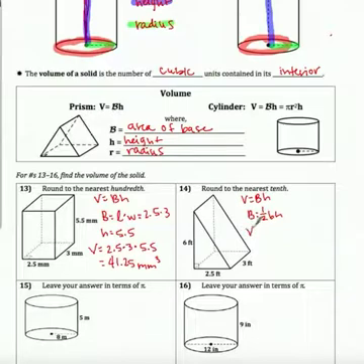And so when we plug into our formula, we're going to say 1/2 times the base of our triangle, which is 2.5, times the height of our triangle, which is 6, times the height that connects the two bases, which is going to be 3. So when you plug that into your calculator, you should get 22.5 feet cubed.